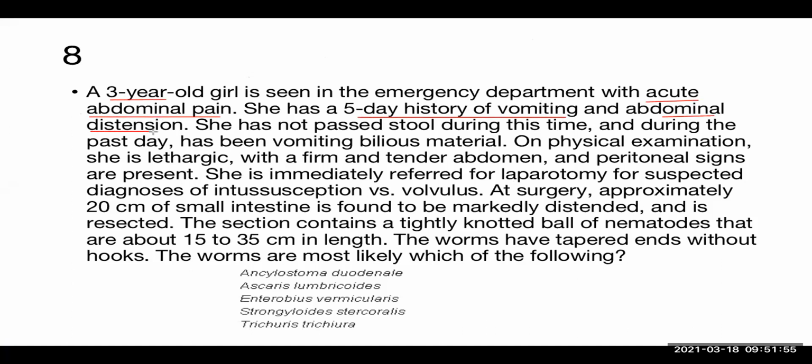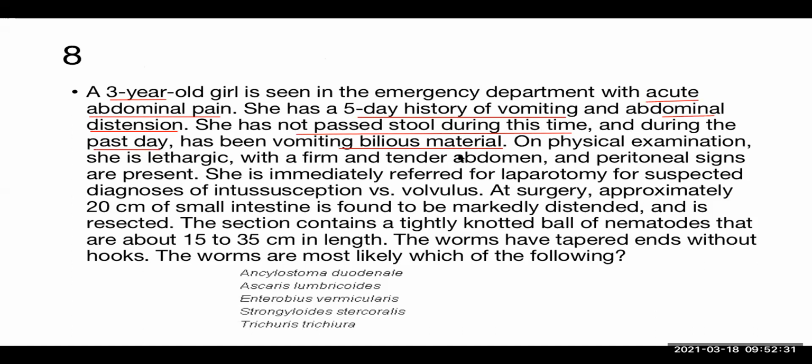Now see this straightforward case. The diagnosis is very simple here, and she has not passed any stool during this time and during the past day, and has been vomiting bilious material. Now, if we combine all these important clues, this is a straightforward case of acute intestinal obstruction. Look at the history: 5-day history of vomiting, abdominal distension, constipation, abdominal pain, and the vomiting is of the bilious type.